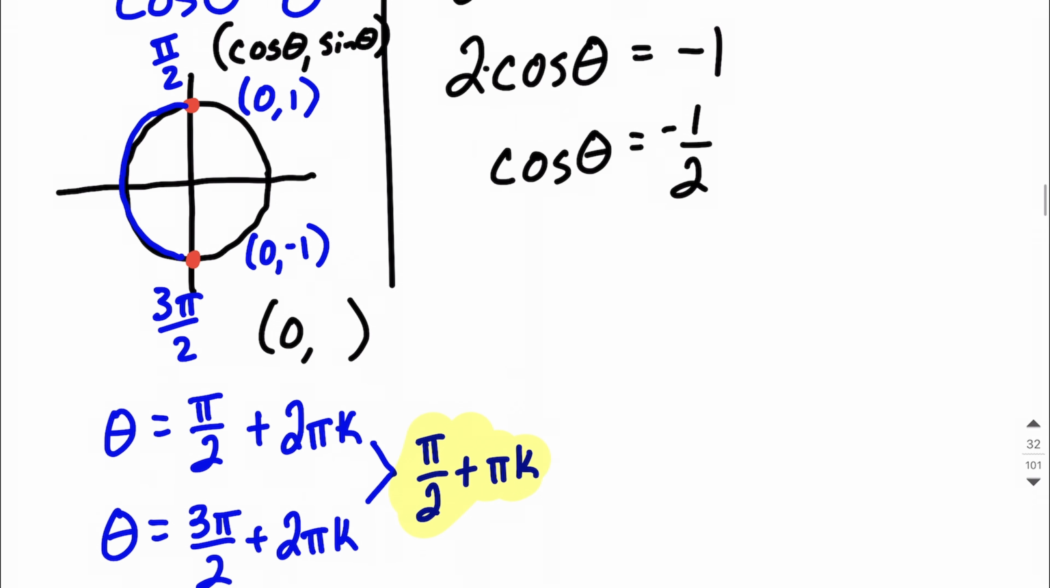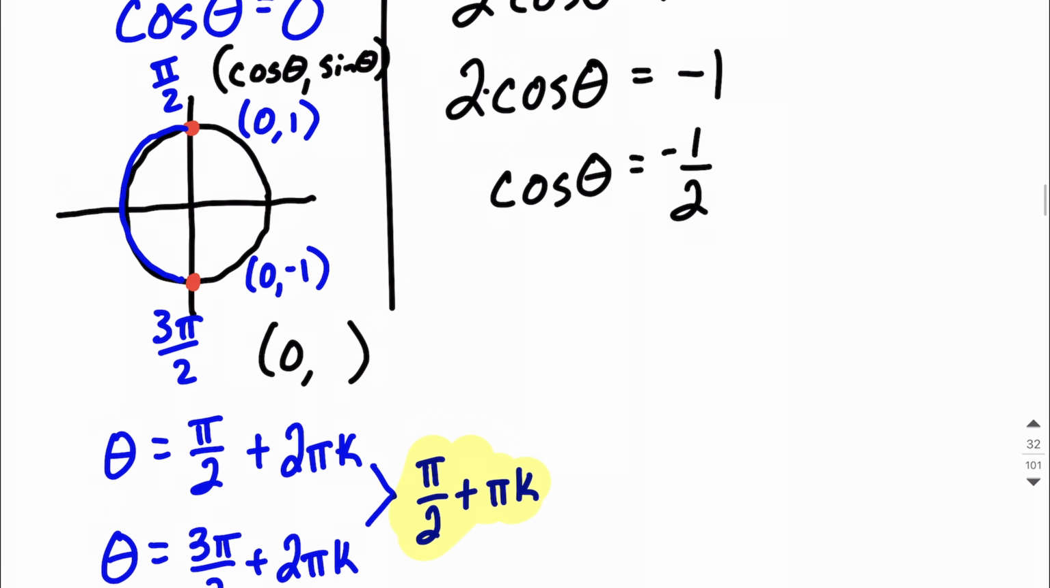Now we haven't dealt with cosine of theta equals -1/2 over on the right-hand side. So let's jump over there and deal with it. Now 1/2 is a nice value that shows up pretty regularly when we're thinking about these types of equations. Maybe you have a handy dandy chart, but we have -1/2. So what I want us to do is think about a reference angle.